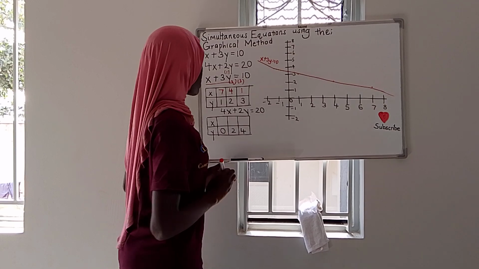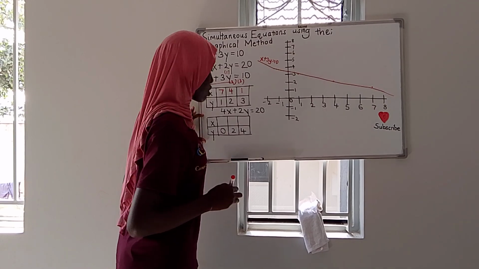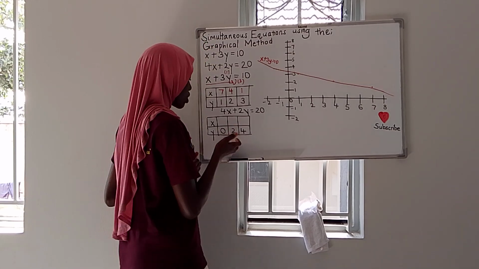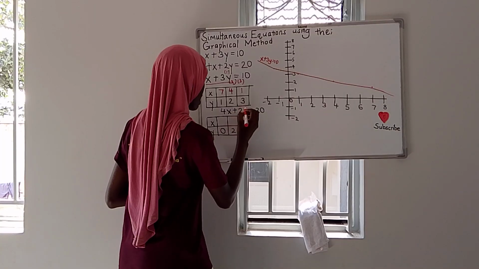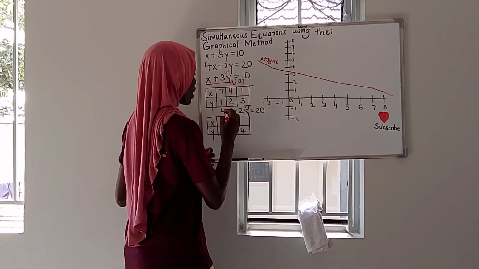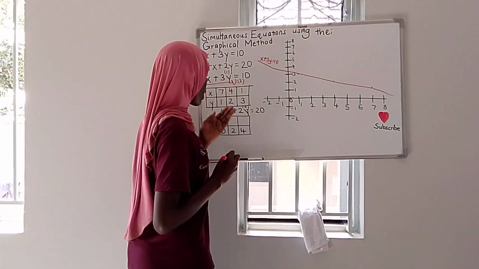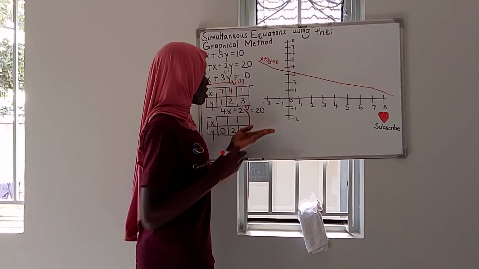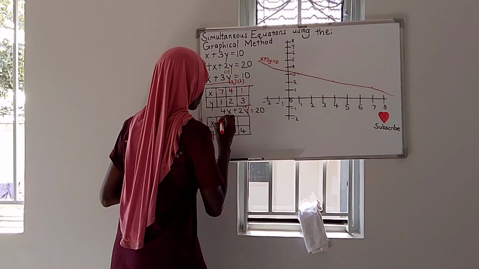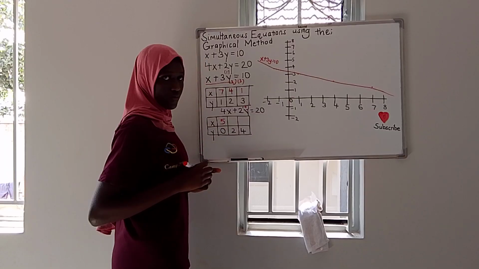Now after drawing our first line, we shall proceed to the next equation. We have predetermined y as 0, 2, and 4. So by putting y here, that's a 0. 4x + 2 into 0 is 0. So 4x + 0 = 20. 4x will be equal to 20. 20 divided by 4 will give us 5. So our x here will be 5.